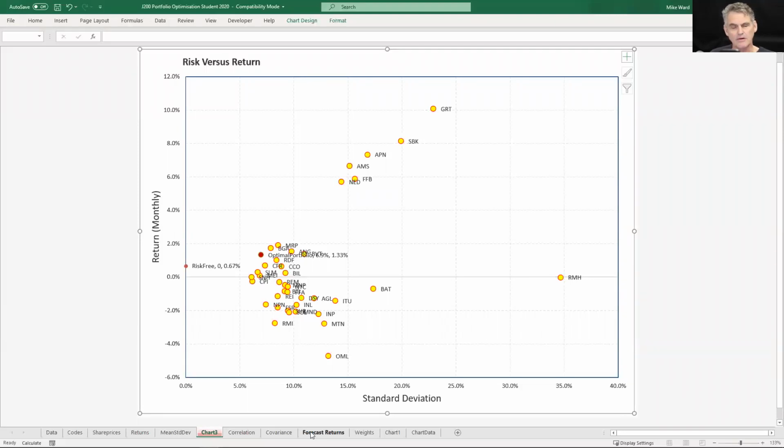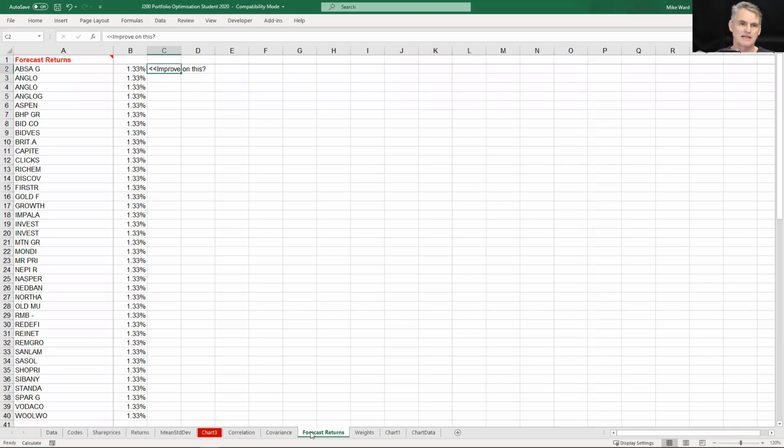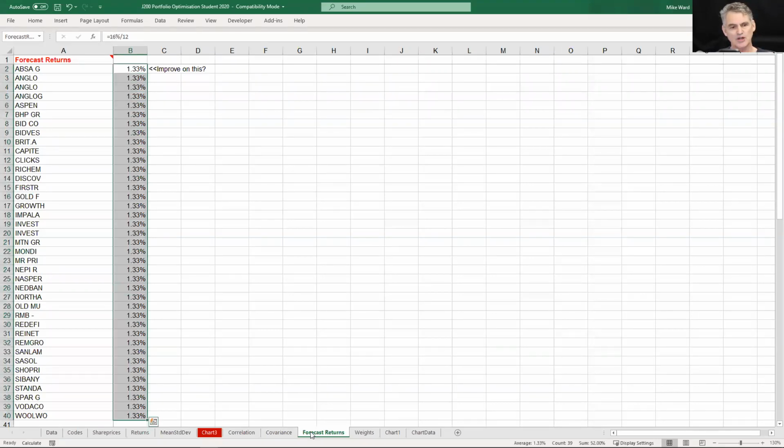So if you don't know, one option is just to say, okay, well, we know on average over the last 40 years, the JSE has given 16%, but this is monthly data. So let's assume every share has a forecast return of the monthly equivalent of 16% per year. And so that's what I'm doing now. I've also labeled this array over here. It's called forecast returns, so that I don't have to refer to it as V2 in this sheet here. Excel will know where to find that array.